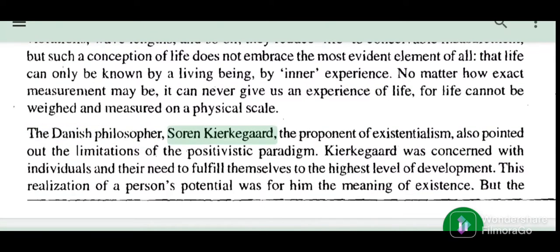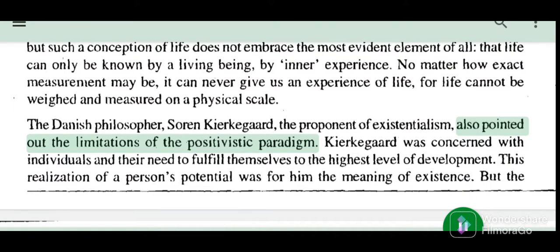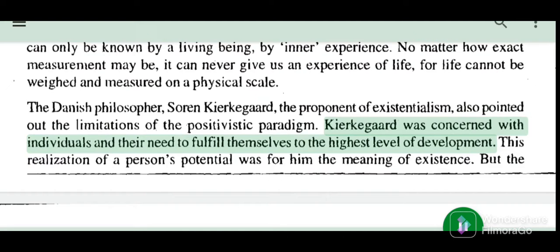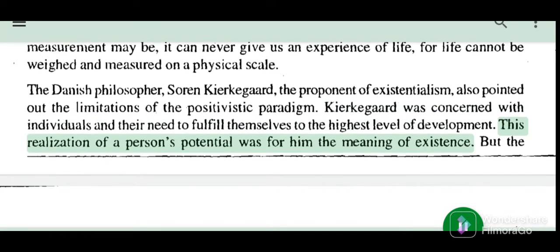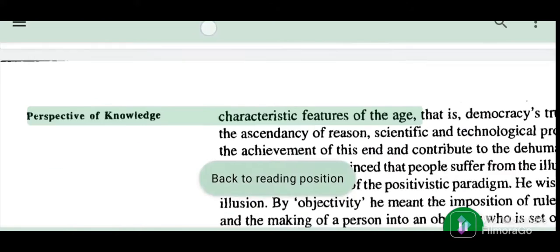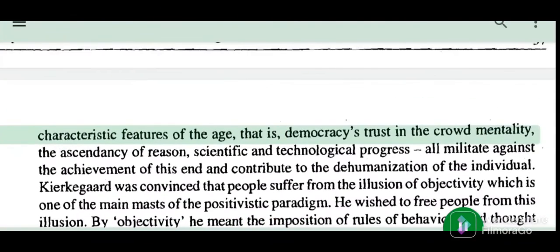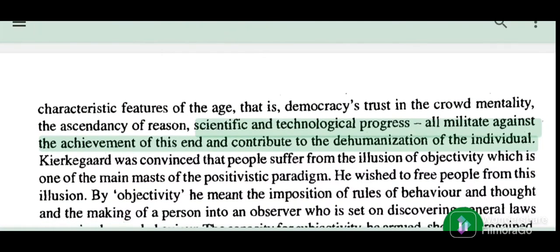The Danish philosopher, Søren Kierkegaard, the proponent of existentialism, also pointed out the limitations of the positivistic paradigm. Kierkegaard was concerned with individuals and their need to fulfill themselves to the highest level of development. This realization of a person's potential was for him the meaning of existence. But the perspective of knowledge, characteristic features of the age, that is, democracy's trust in the crowd mentality, the ascendancy of reason, scientific and technological progress, all militate against the achievement of this end and contribute to the dehumanization of the individual.